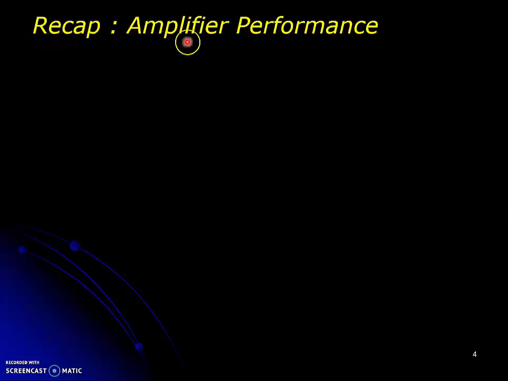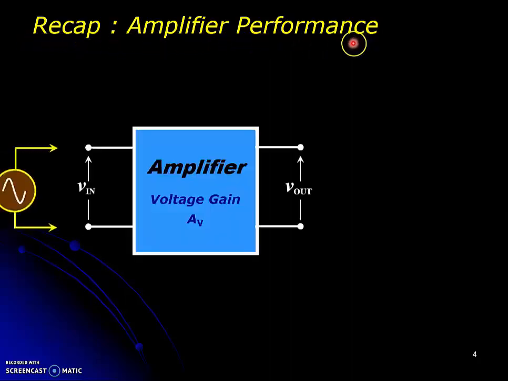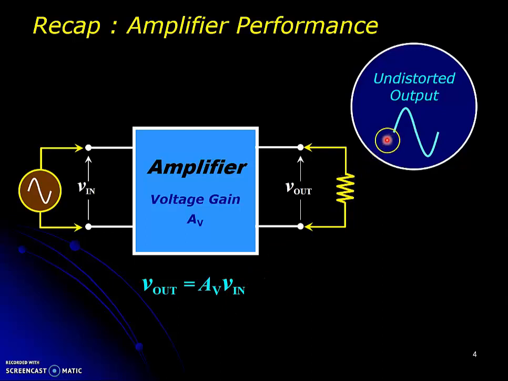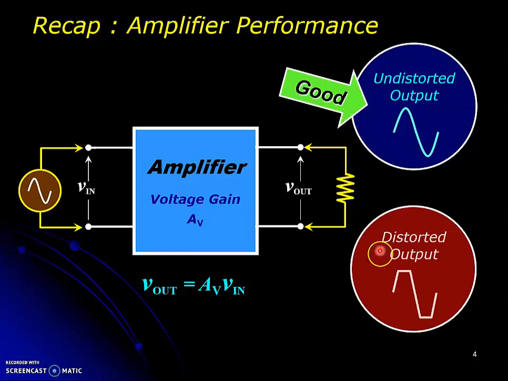Let's have some recapitulation on the amplifier performance. A signal source and a load is connected to a linear amplifier. The output voltage waveform is equal to the voltage gain of the amplifier multiplied by the input voltage waveform. If the output is undistorted, that's good performance. If the output is distorted, that's bad performance.